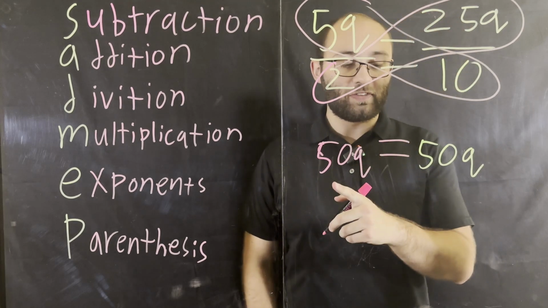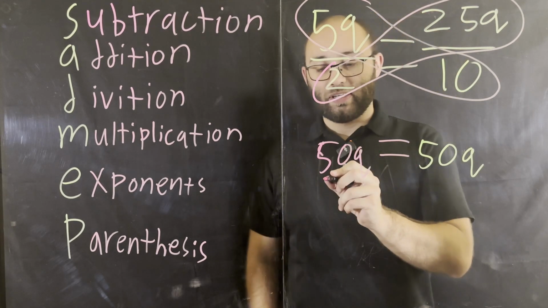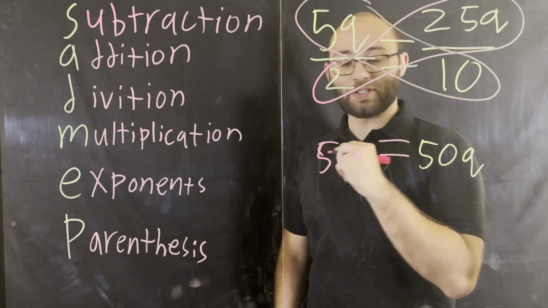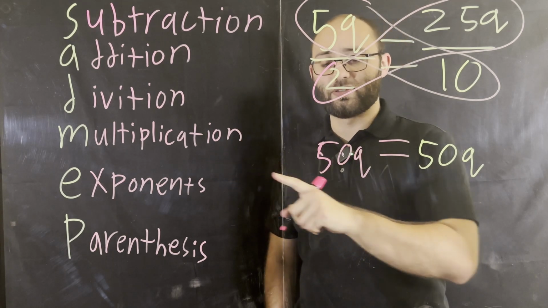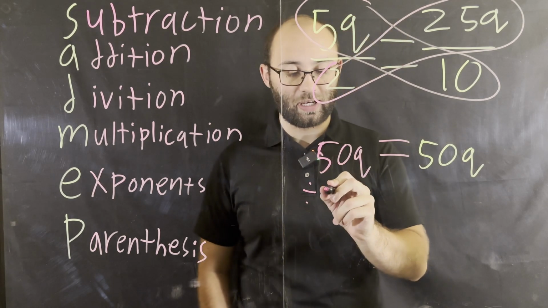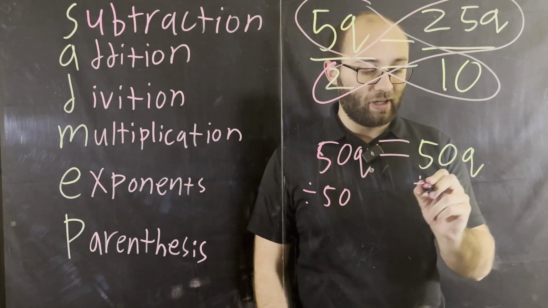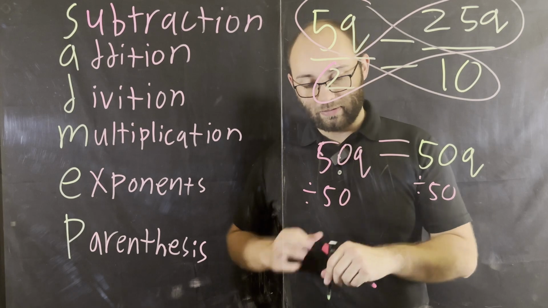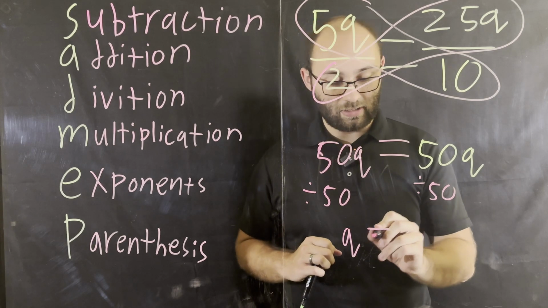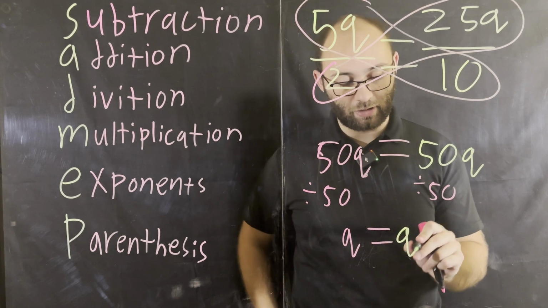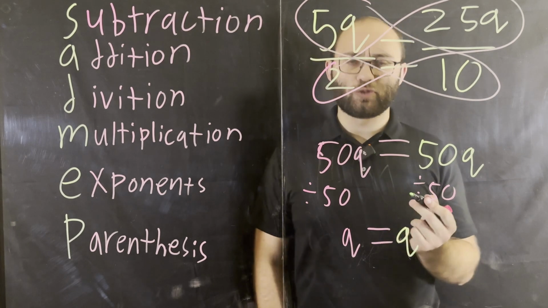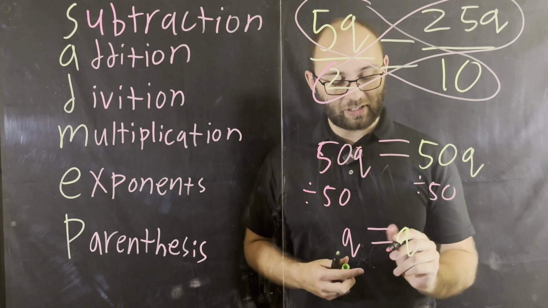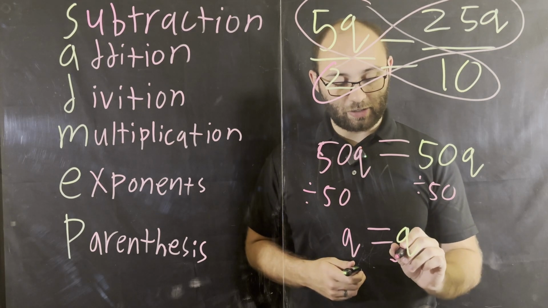Okay, 50q is equal to 50q. So look over here, go through my SADMEP. Let's see, there's no subtraction or addition, unfortunately. There is multiplication though, this 50. So let's divide both sides by 50. Divide this side by 50. I get, let's see, q is equal to q. All right, that seems reasonable, right? Now, I still have something over here though, so let's divide our q over.